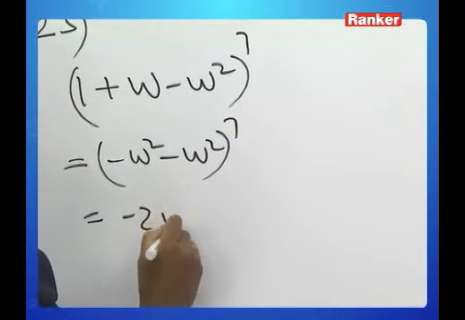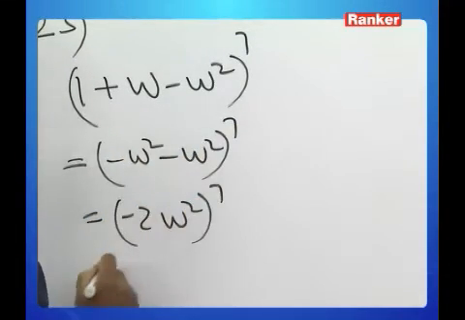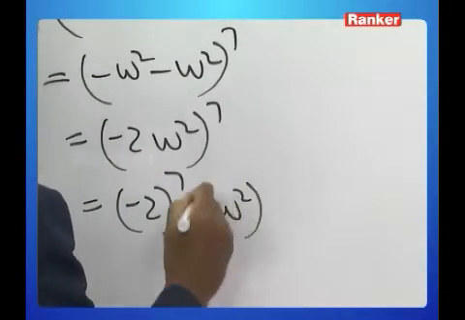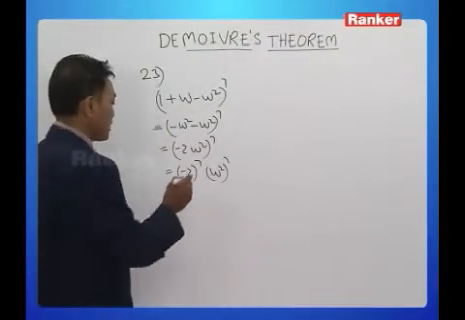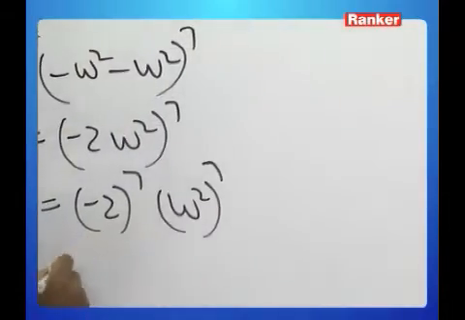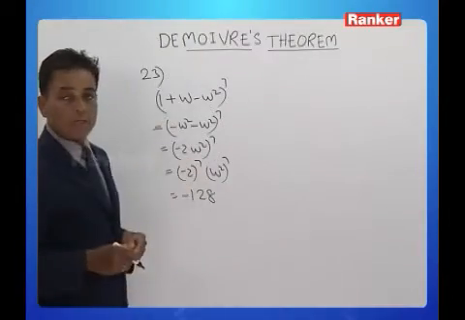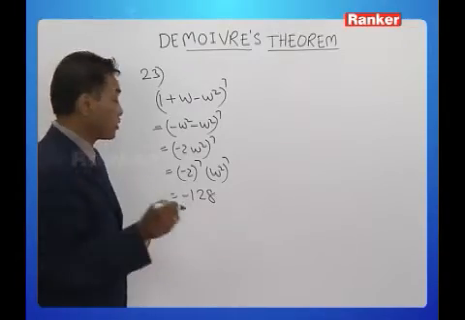Nothing but minus 2 into omega square power 7. Minus 2 power 7 into omega square power 7. Now, what is minus 2 power 7? Minus 128. Omega square power 7, that is omega power 14.